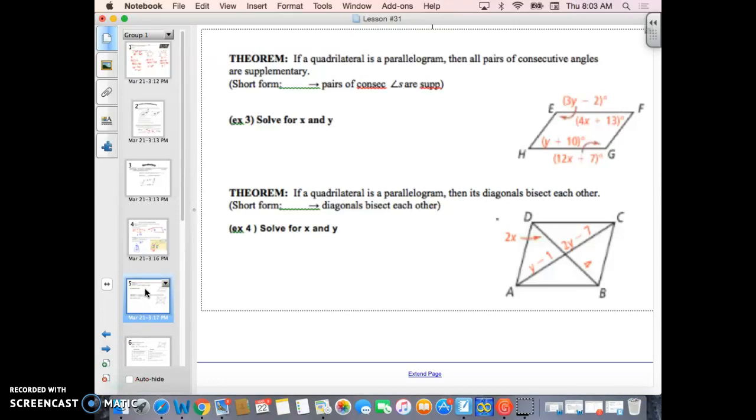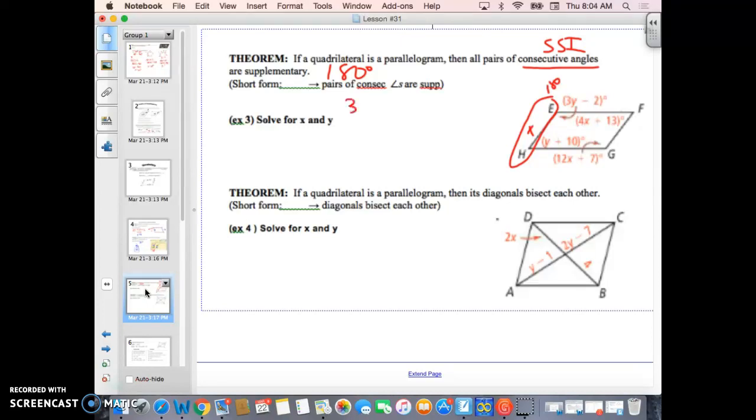If a quadrilateral is a parallelogram, then all pairs of consecutive angles are supplementary. And so this is what we just talked about. They add up to 180 degrees. Consecutive is another way to say same side interior. So, what I know then is that angle E and angle H are going to add to 180. And then I know that F and G are going to add to 180. Okay? So let's solve for y first.